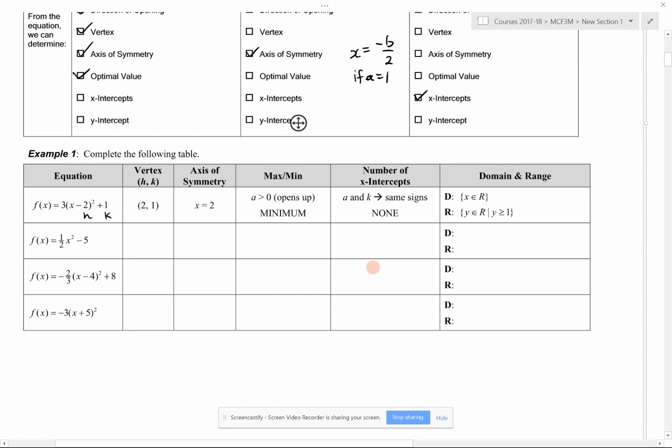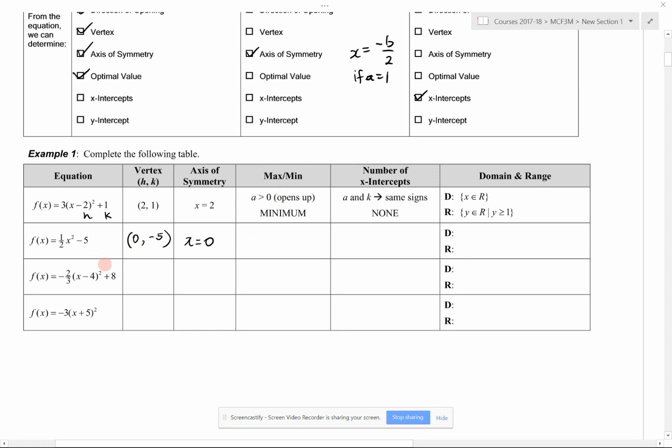So if I look at the next one, 1/2 x squared minus 5. So we see here we have no brackets. And when we have no brackets, it means the h value is 0. So in our vertex, we're going to say the vertex is 0, comma, and the k value is negative 5. So I will say negative 5 for my y value. Continuing, the axis of symmetry is x equals 0 because the x value of our vertex is 0.